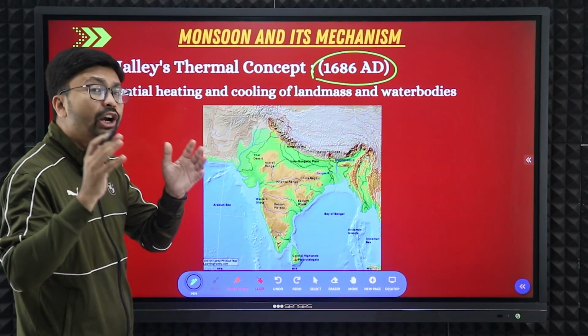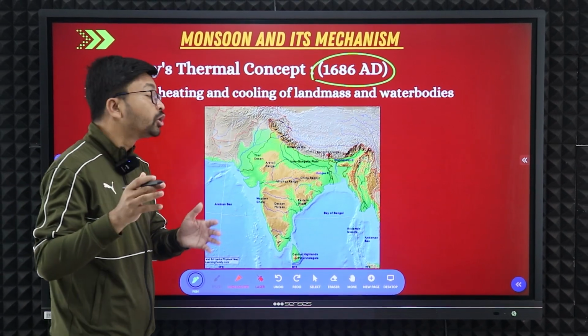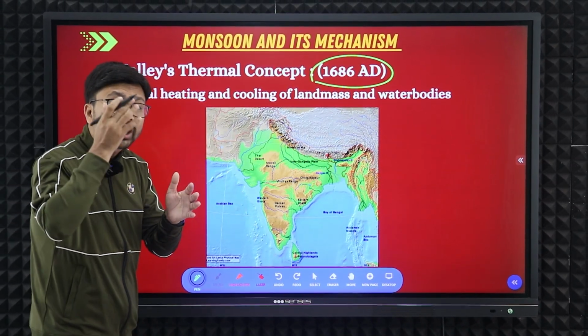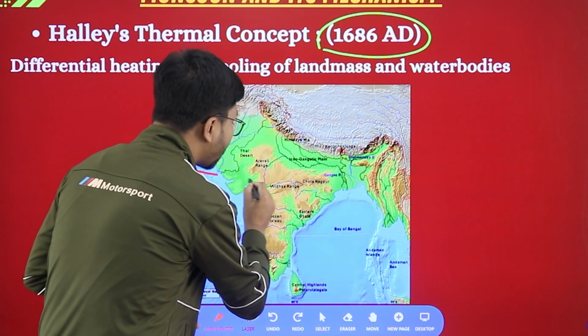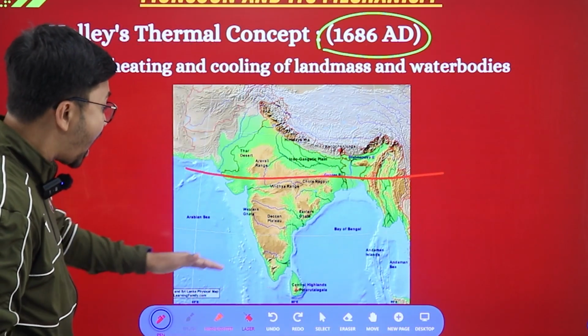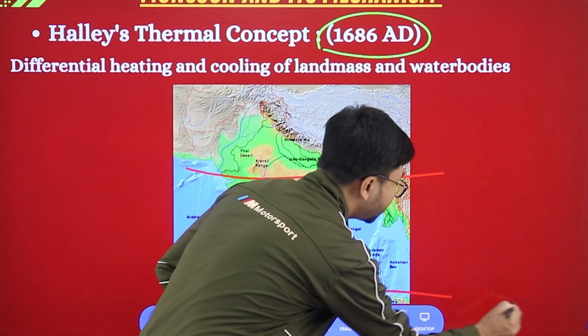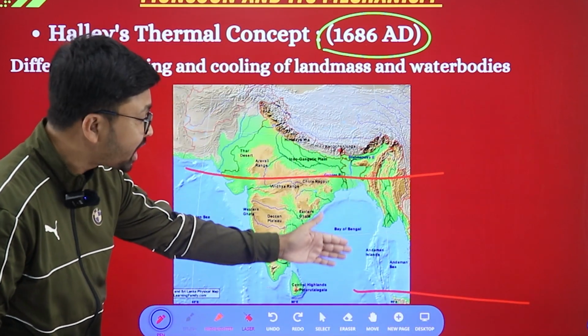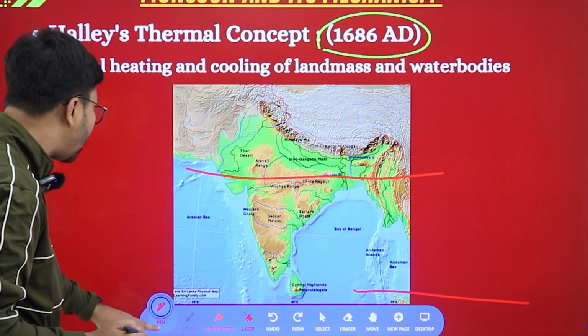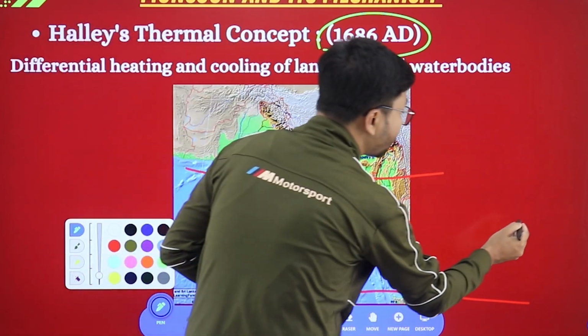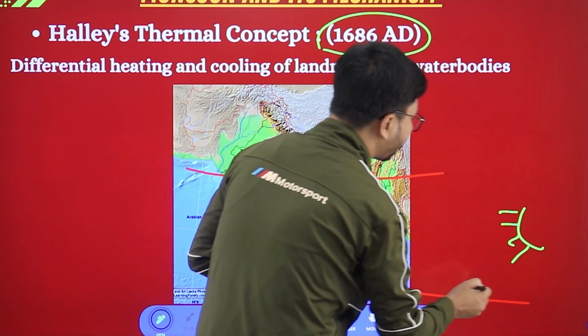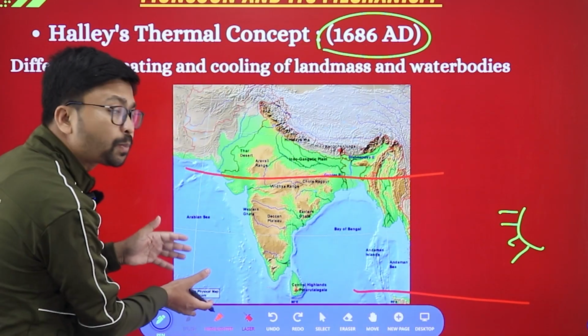So here you just see, during the summer season, the solar energy comes in between the equator and the Tropic of Cancer. So here you can see the Tropic of Cancer is near about this portion and the equator is near about this portion. Now what will happen? During the summer season, solar energy will be there in between the Tropic of Cancer and the equator. It means this portion of India.